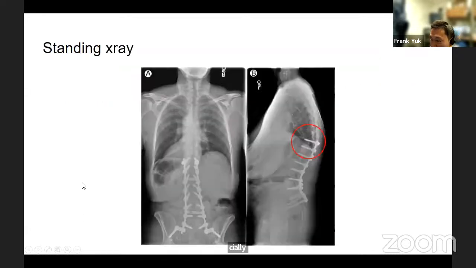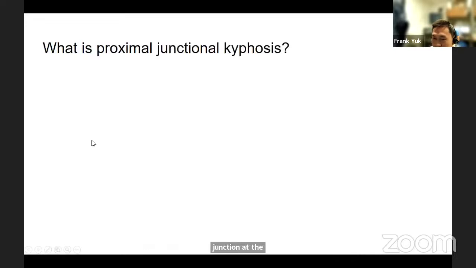So let's say you get the x-rays, and this is not this patient. This is a hypothetical occurrence of this patient. And you see this here. And so you can see that there's focal kyphosis across the junction at the instrumented vertebral level and above. All right, and so what is the definition of proximal junctional kyphosis?